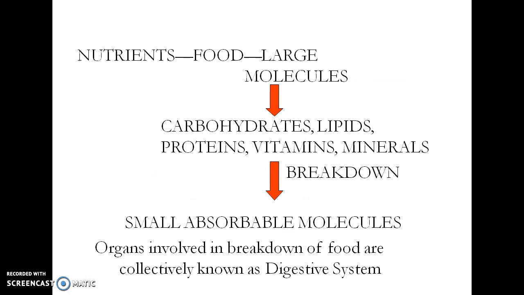Now in short, in the digestive system, what happens? When you eat food, the nutrients are large molecules. The large molecules are carbohydrates, lipids, proteins, vitamins, and minerals. We consume the food, and when you say digestion, it is a breakdown process. It is a breakdown into small absorbable molecules. So all the organs involved in the breakdown of food are collectively known as the digestive system. Okay? Shall we proceed?